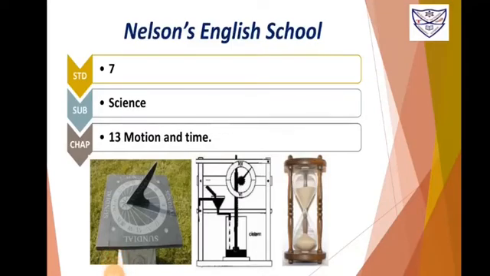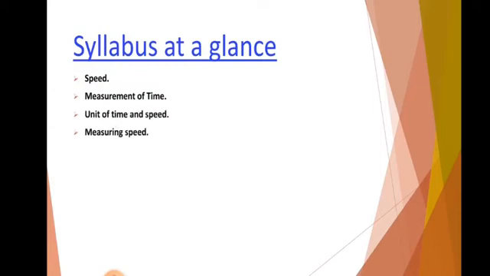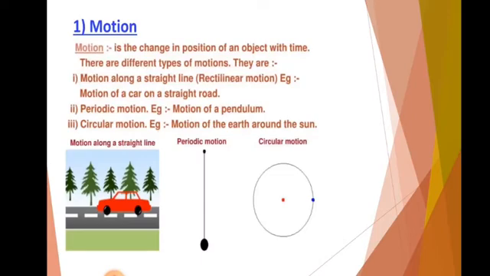Hello students, let us start with our next science chapter, chapter 13, that is motion and time. In this chapter, we are going to learn about speed, measurement of time, unit of time and speed, measuring speed. We will also learn about odometer and speedometer and distance time graph. And how do we make these graphs?